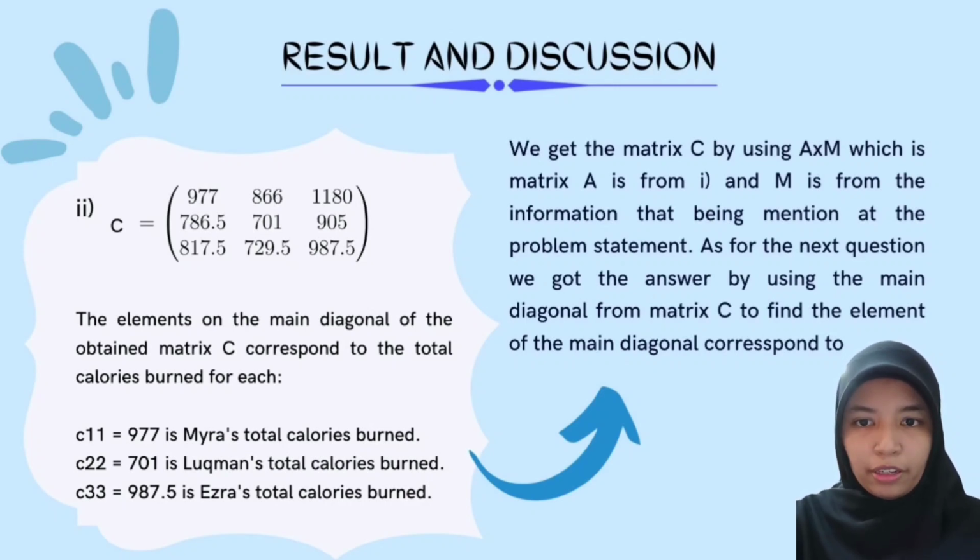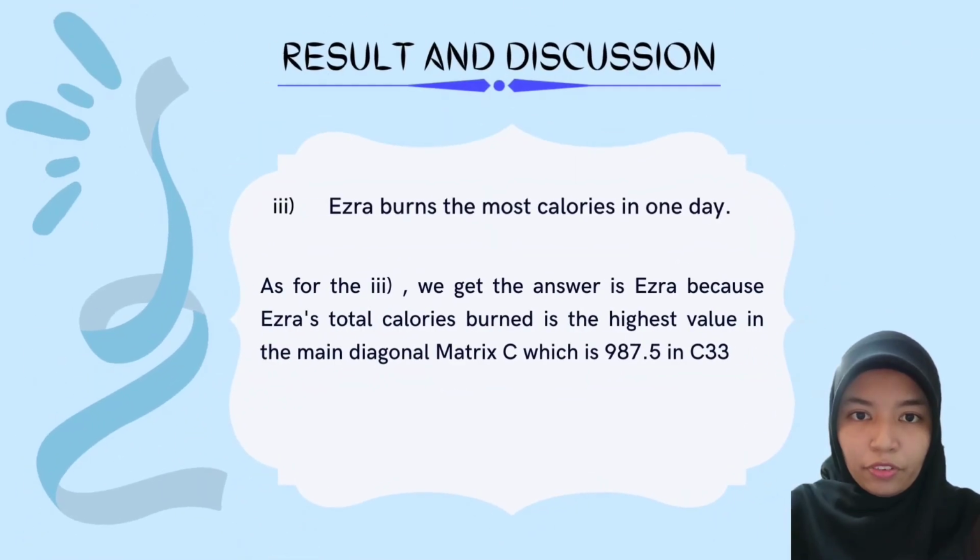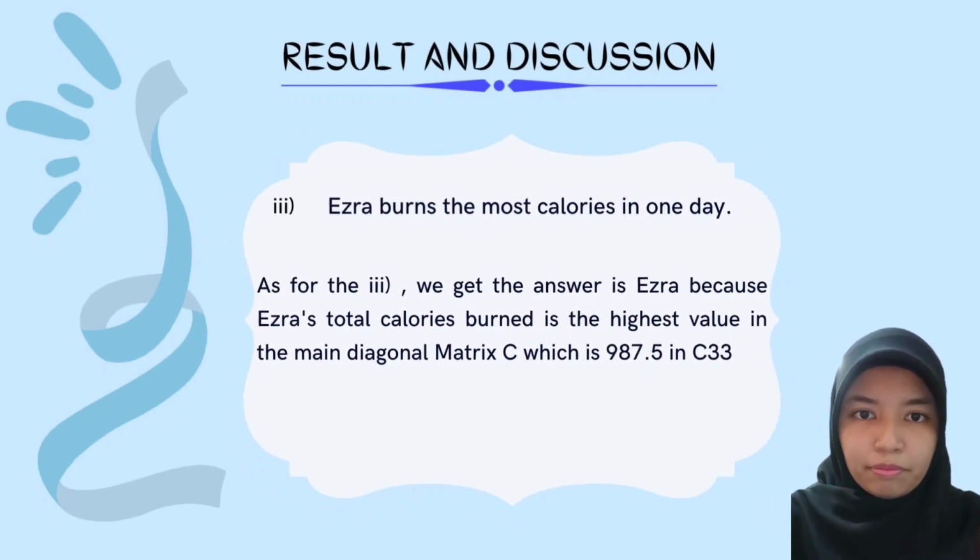As for the next question, we got the answer by using the main diagonal of matrix C, whose elements correspond to the total calories burned by each person. And lastly, for the third question, the answer is Ezra burned the most calories in one day. We get Ezra because Ezra's total calories burned is the highest value in the main diagonal of matrix C, which is 987.5 in C33.